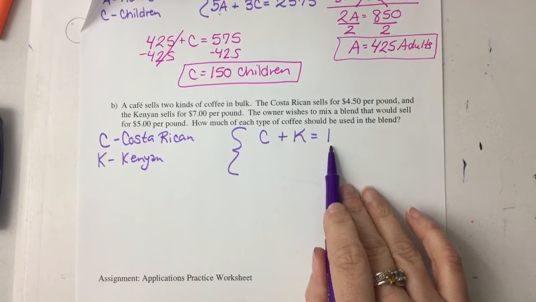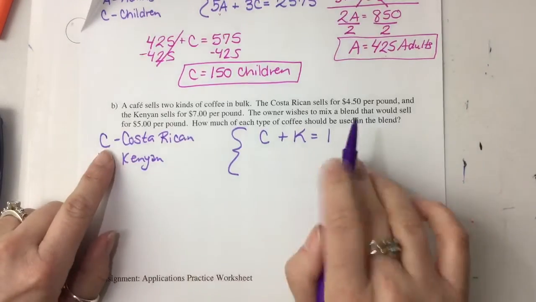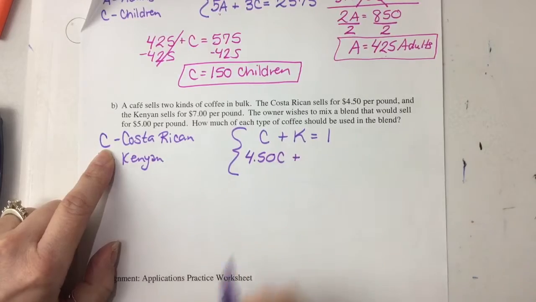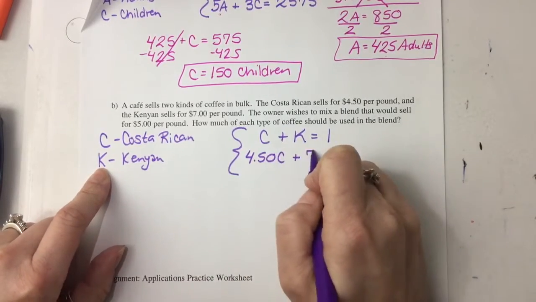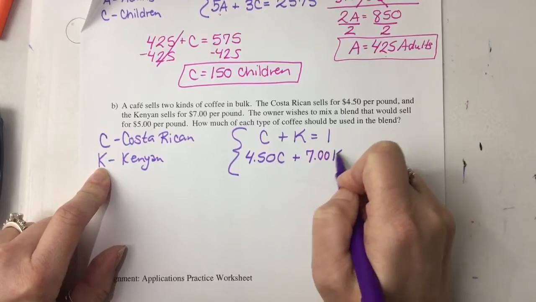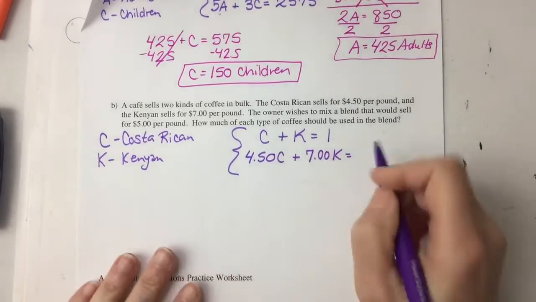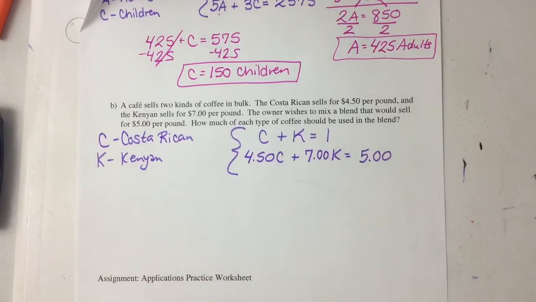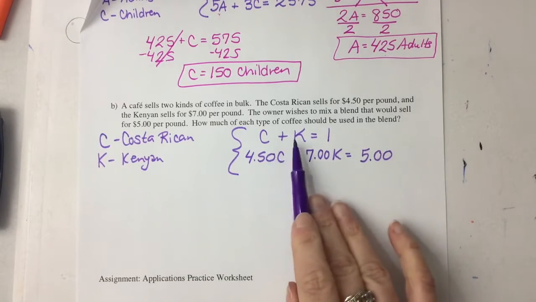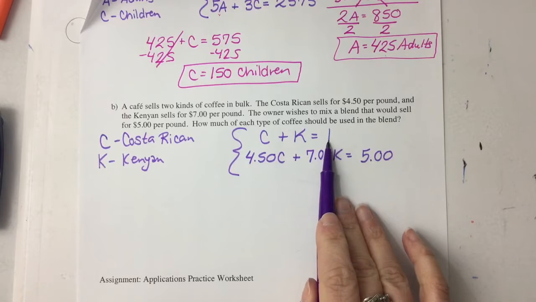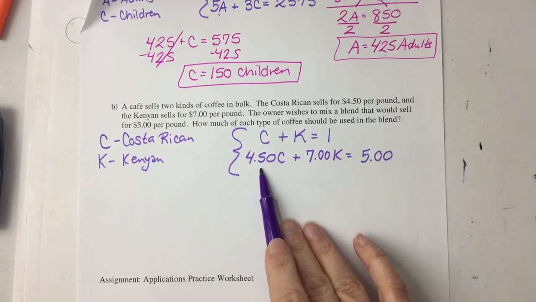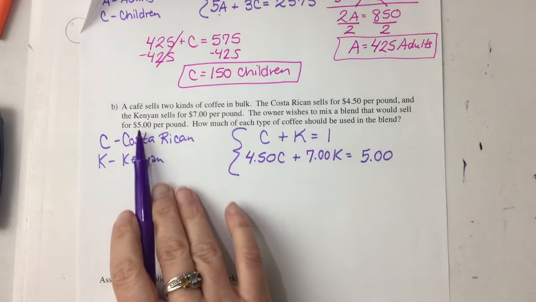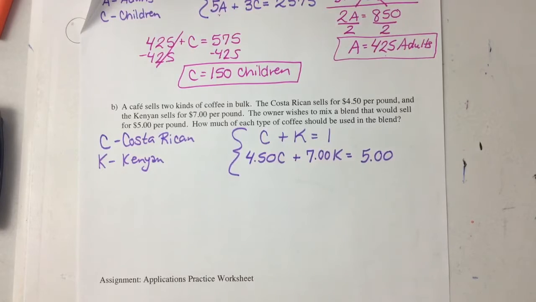The other thing that you're focused on is the price. So Costa Rican coffee is $4.50 per pound. Kenyan coffee is $7 per pound. You want it so when you go ahead and make the blend that it's $5 per pound. Okay, so two kinds of coffee blended together to make one mix. Costa Rican is $4.50 a pound. Kenyan is $7. Your goal is to have the blend sell for $5 a pound.